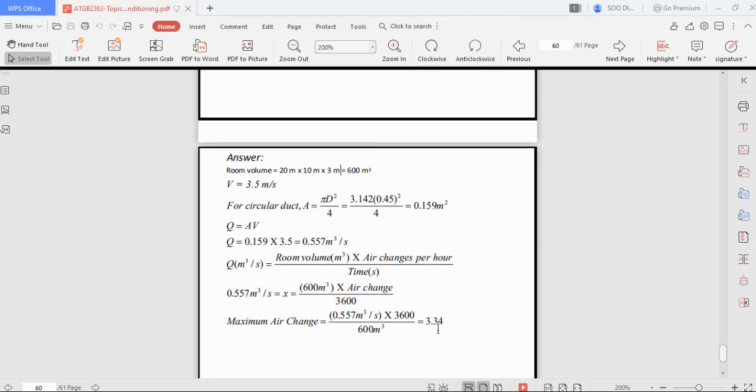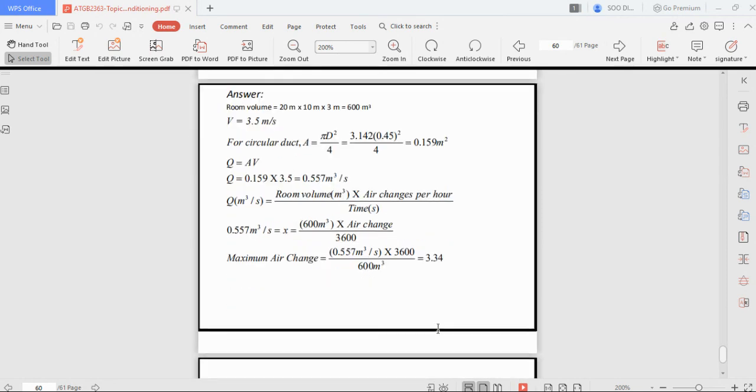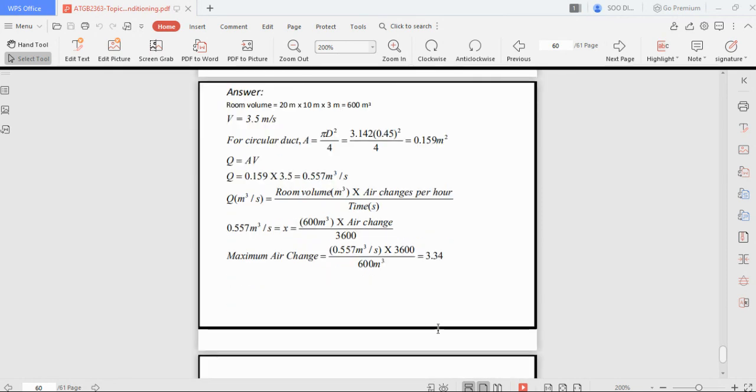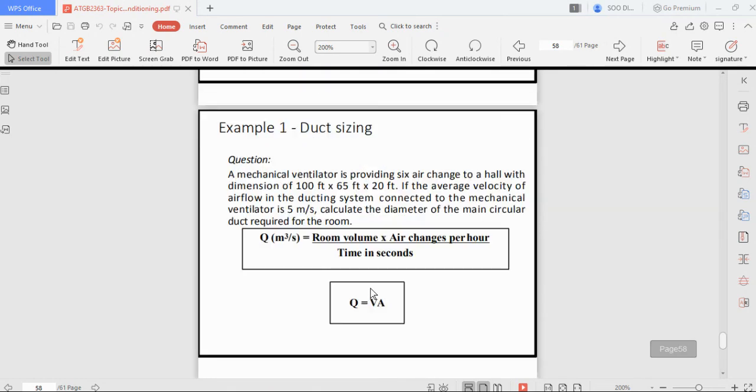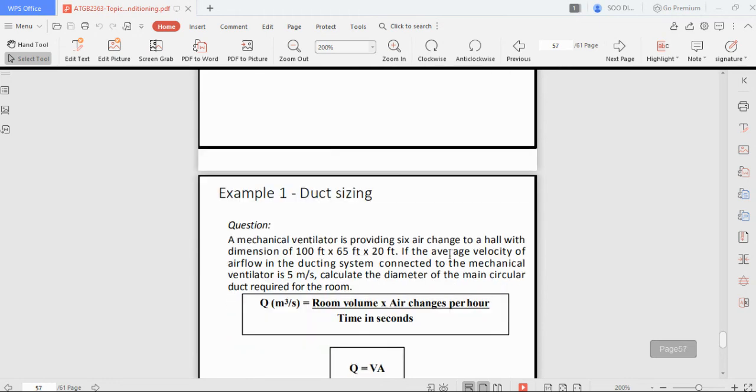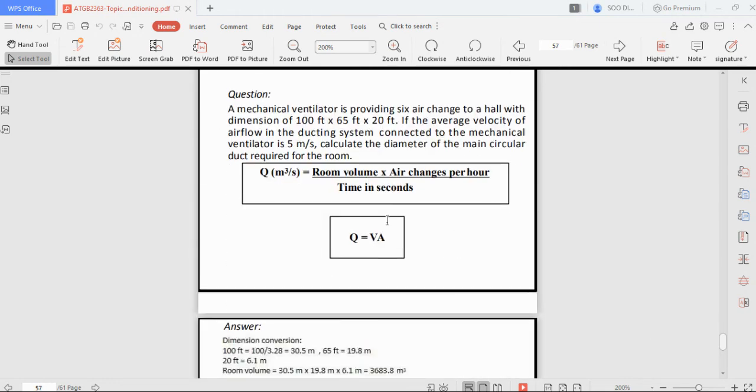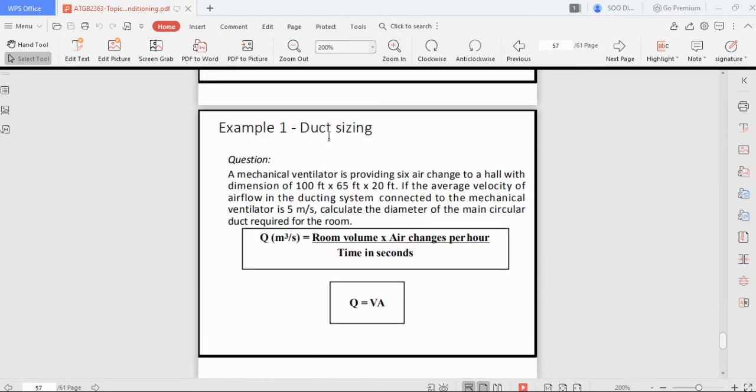So the air in the room will be having an air change up to 3 times per hour. So your room is basically having fresh air every 20 minutes. So this is it for the ducting system. The ducting system is basically these two formulas, and it depends on what you're being asked for, like in example 1, to calculate the diameter, which means here, this is where your diameter will be at.